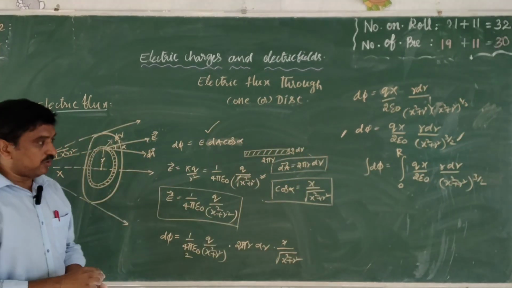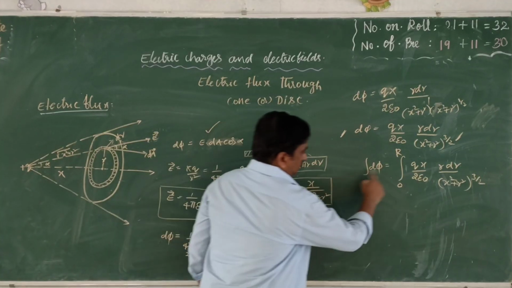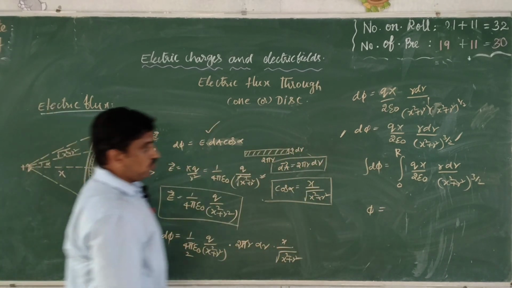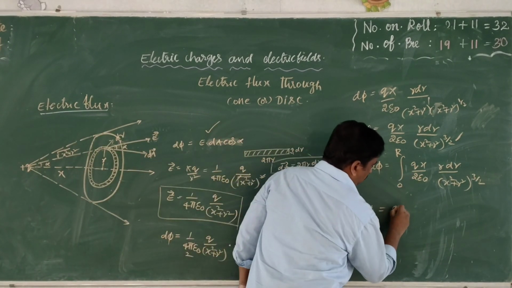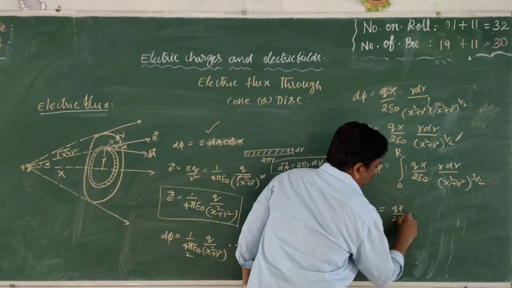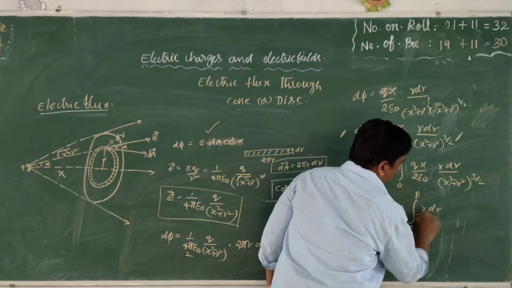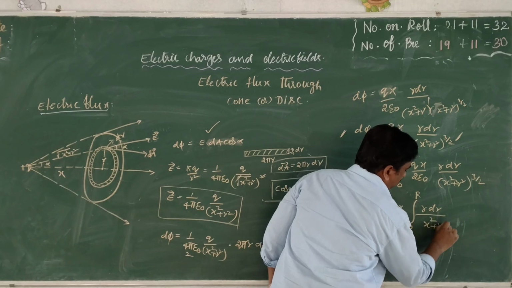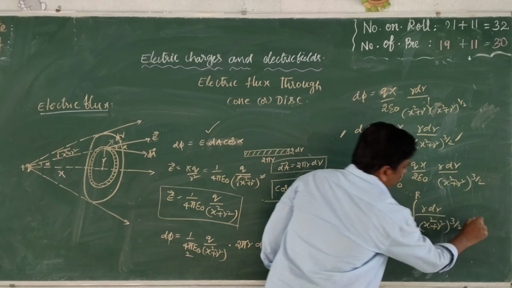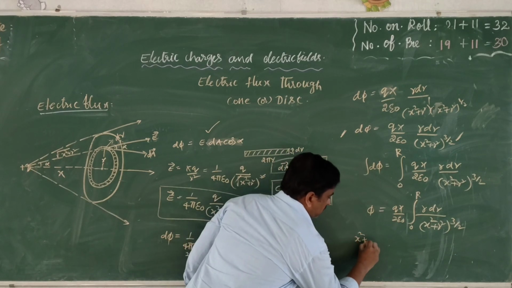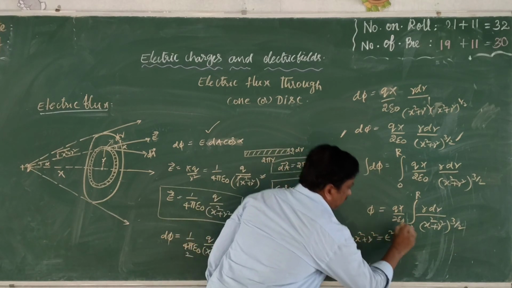The integral of d phi is the total flux through the disk. So phi equals q x by 2 epsilon naught, which is constant, so we can write it outside. Then the integral of r dr by x square plus r square whole power 3 by 2, from 0 to R. Here we can take x square plus r square equal to t square.